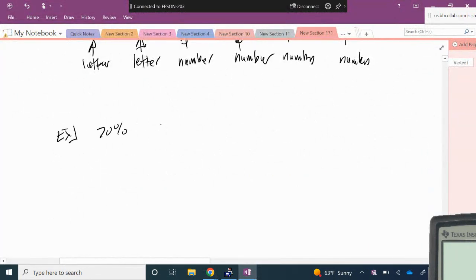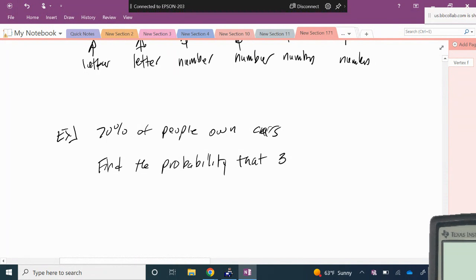Example, 70% of people own cars. Find the probability that 3 randomly chosen people own cars.